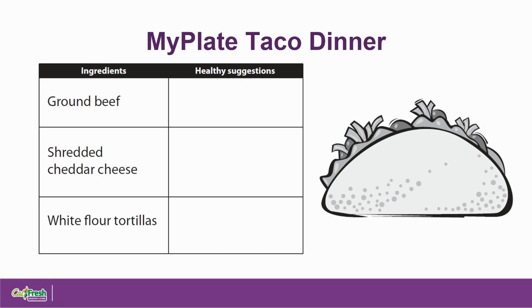If you thought about protein, dairy, and grain, you are right. What food groups do you think are missing from this meal? Take a good look. Yes, it kind of looks like fruits and vegetables are missing. What would you change or add to this meal so it followed MyPlate?